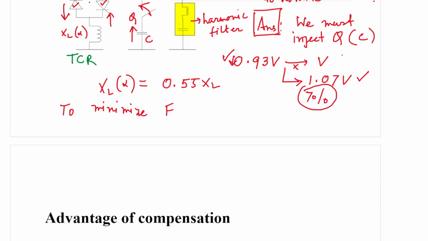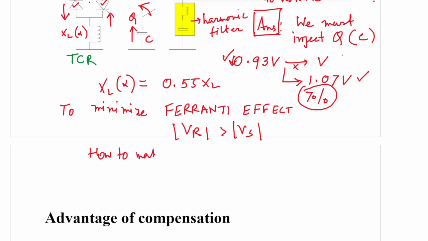Now one example or one application of this TCR is to minimize the Ferranti effect. What is the Ferranti effect? Your VR becomes greater than VS. It is not desired, right? Receiving end voltage is taking the upper hand over sending end voltage. It is not desired.